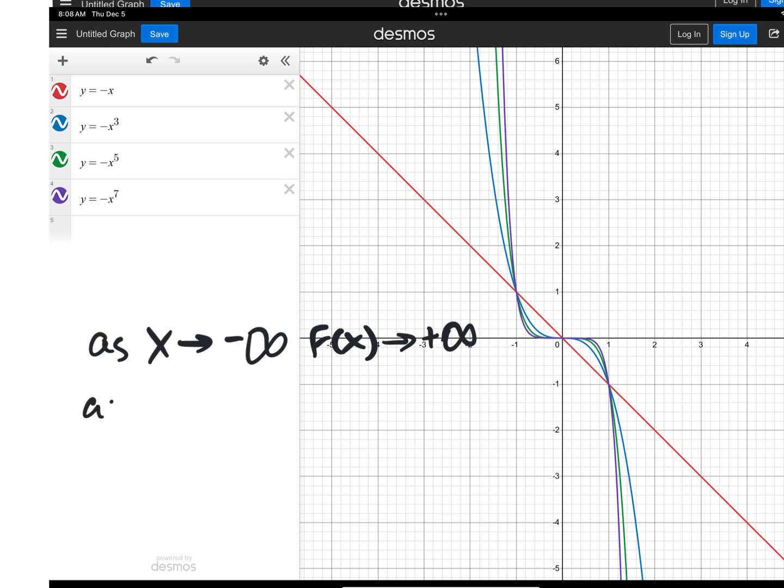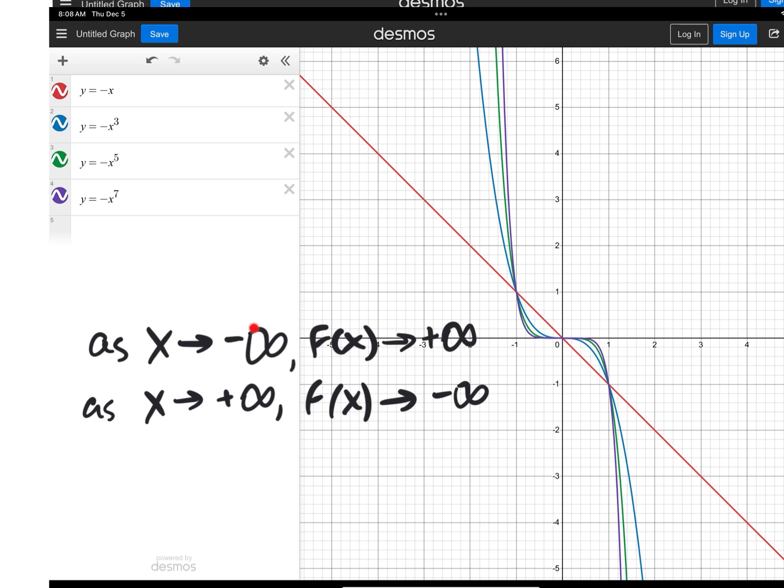And then we would say, as x approaches positive infinity, then f of x approaches what? Negative infinity. Okay, I'm hearing a lot of you saying it, but I need everybody to understand it, right?